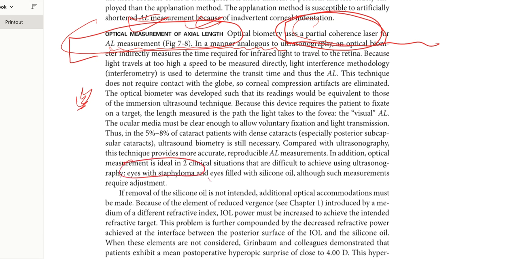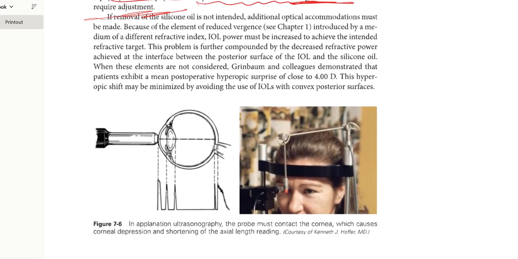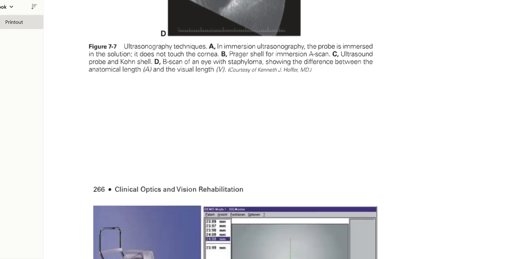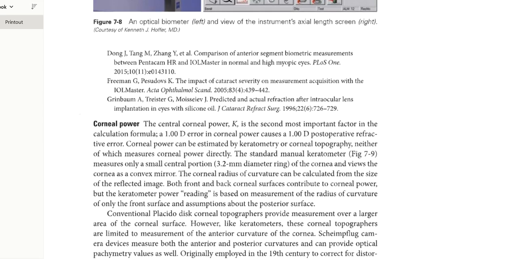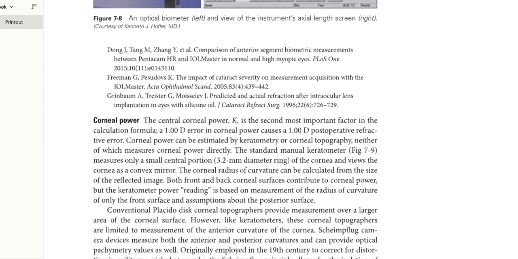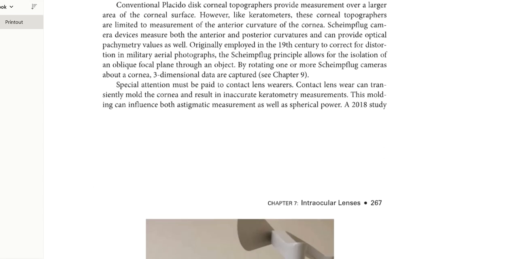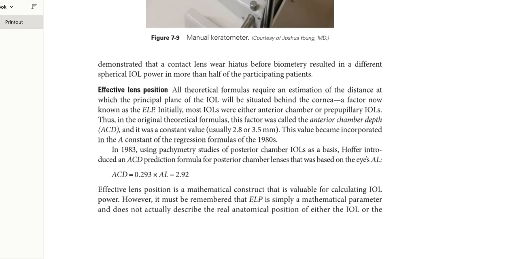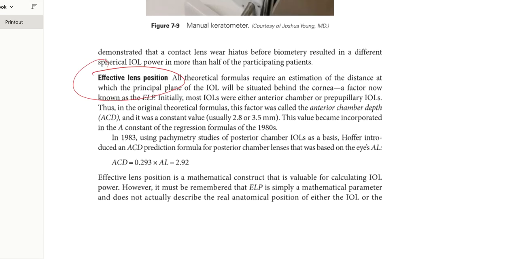Eyes with staphyloma behave how, and eyes with the silicone will create also a quick read to the effective lens position.